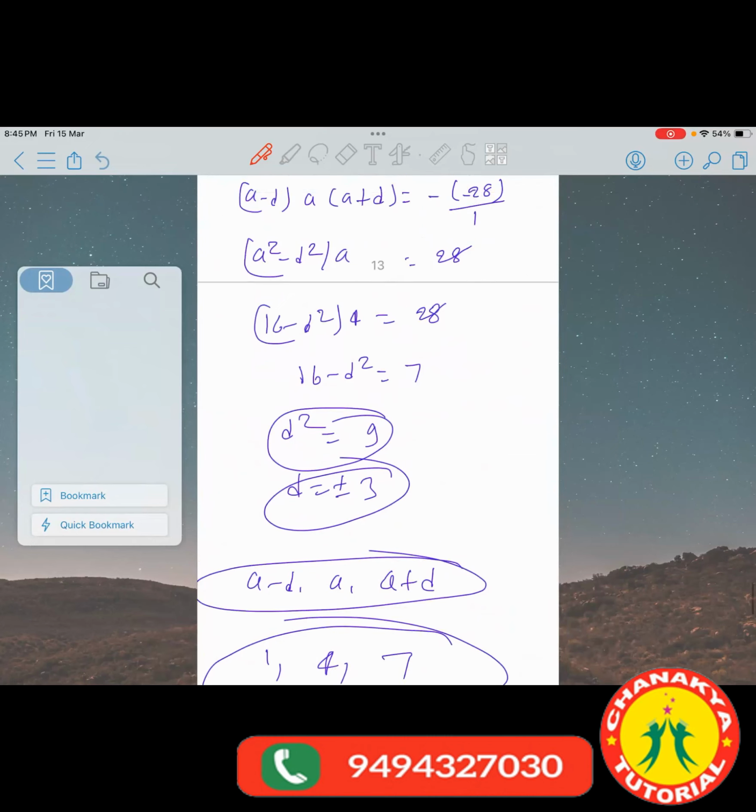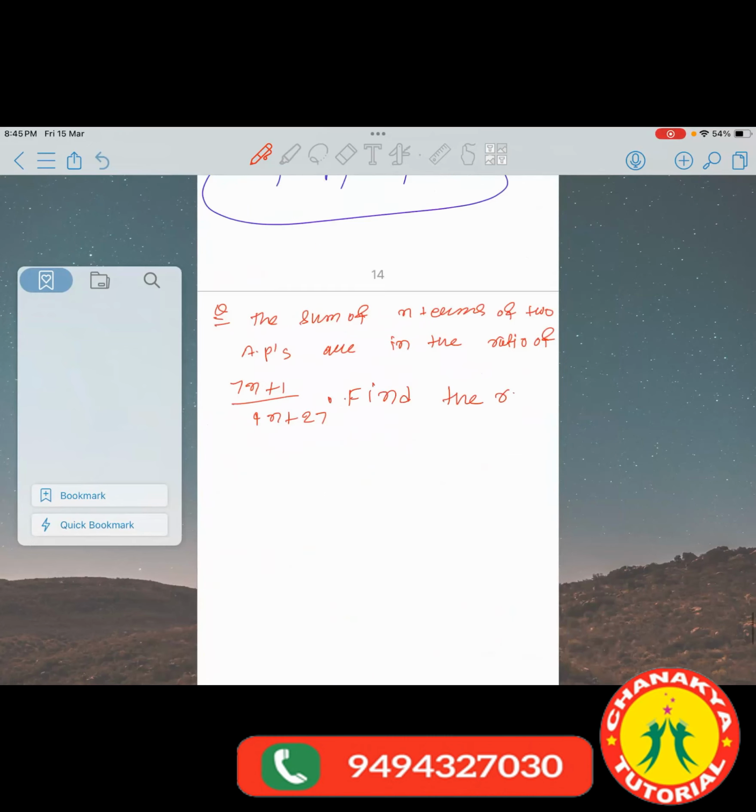Okay. Find the ratio of their 11th term.